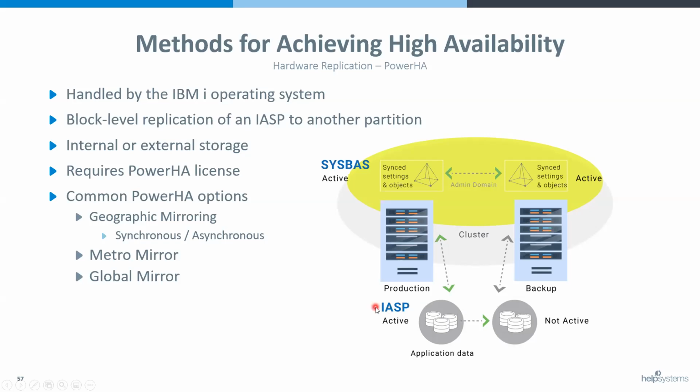And there are a number of options depending on where your production and backup servers reside and how much data sits in an IASP. And for those objects that can't live in an IASP, and there's quite a few of them, there's an accompanying admin domain. So that's typically user profile and configuration items. We quite often see that PowerHA and logical replication dovetail together. So it tends to be horses for courses, really. It depends on your requirements and what your infrastructure is as to which one we would recommend.